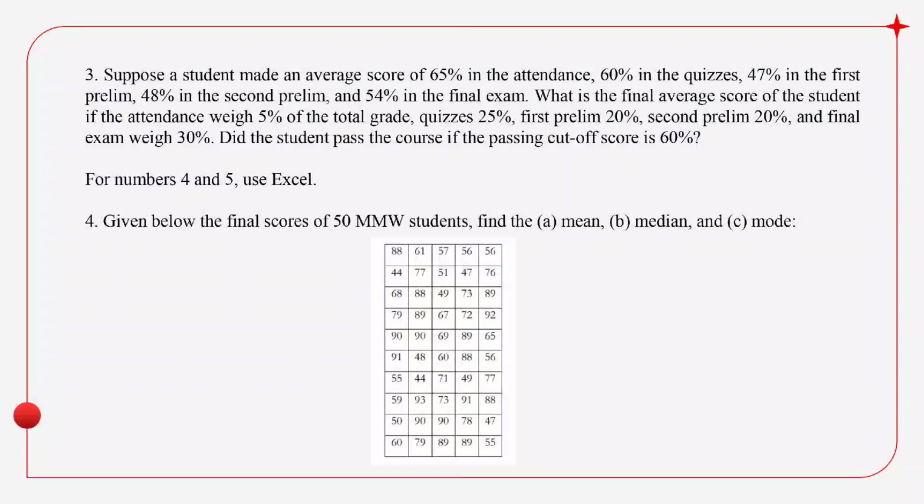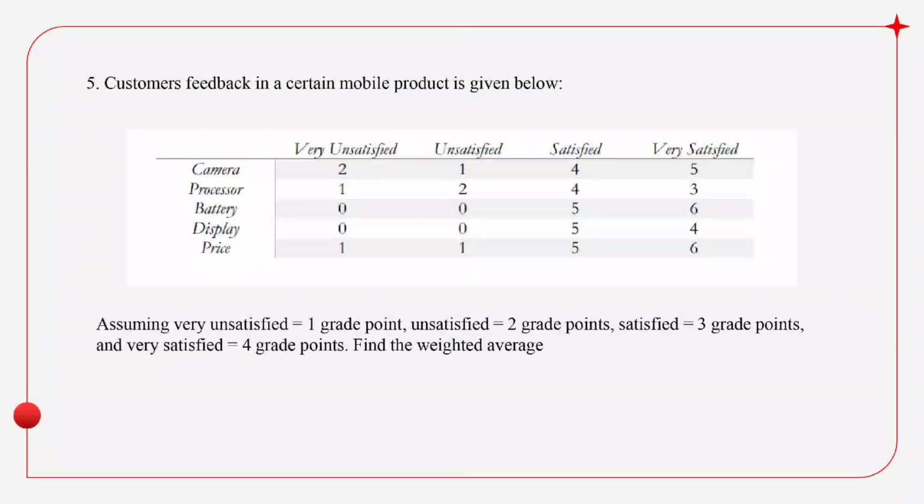For numbers 4 and 5, use Excel. Given below are the final scores of 50 MMW students. Find A) the mean, B) the median, and C) the mode. Customers' feedback in a certain mobile product is given below: very unsatisfied, unsatisfied, satisfied, very satisfied. Assuming very unsatisfied equals 1 grade point, unsatisfied equals 2 grade points, satisfied equals 3 grade points, and very satisfied equals 4 grade points.